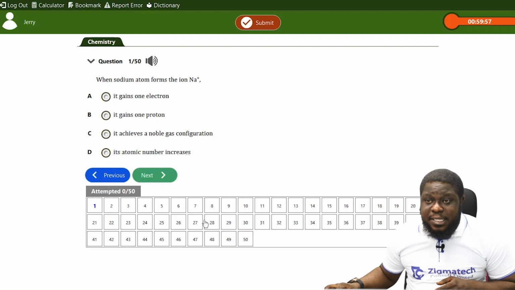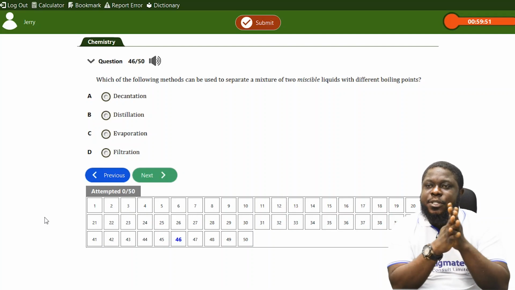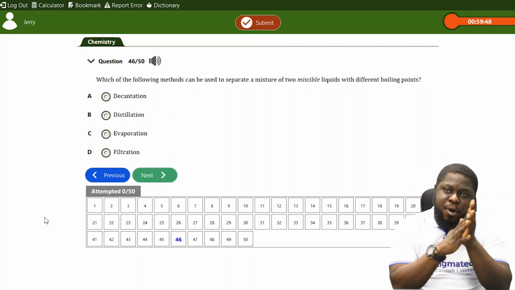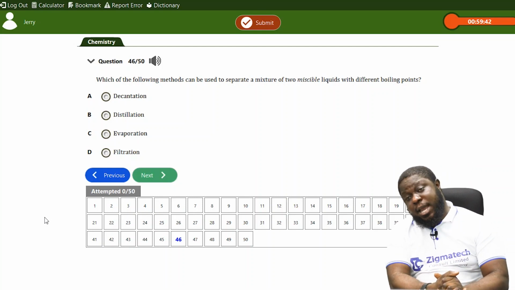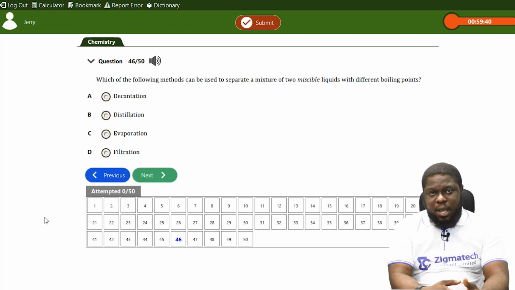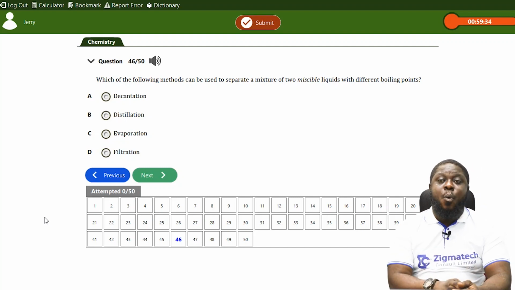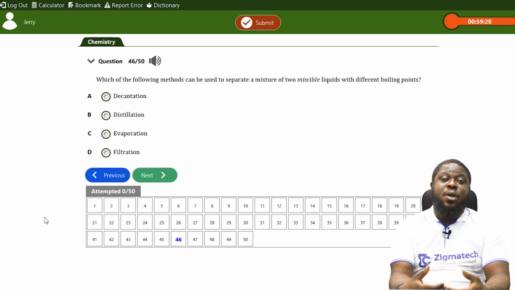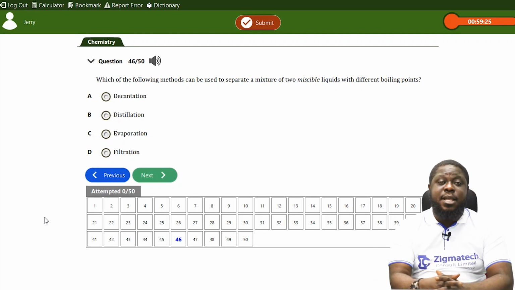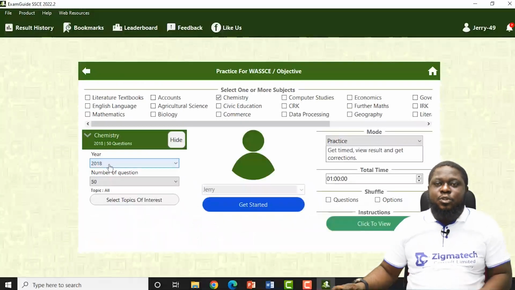2007, question 46. Question 46 says, which of the following methods can be used to separate a mixture of miscible liquids with different boiling points? I told you that miscible liquids can be mixed together, and I gave you an example of ethanol and water. I told you that this mixture can be separated with distillation. The ethanol will evaporate and condense into the conical flask while the water remains in the column. So the answer is distillation.